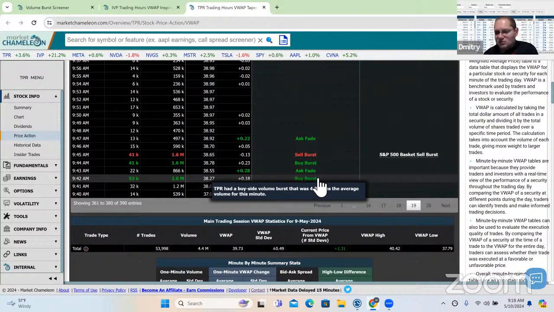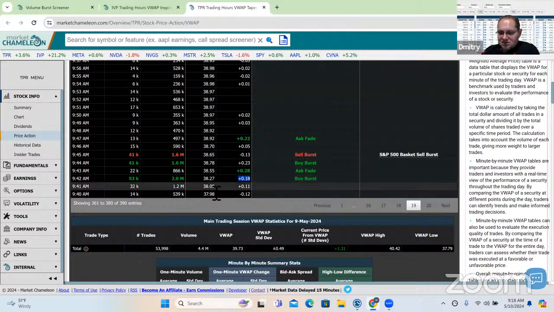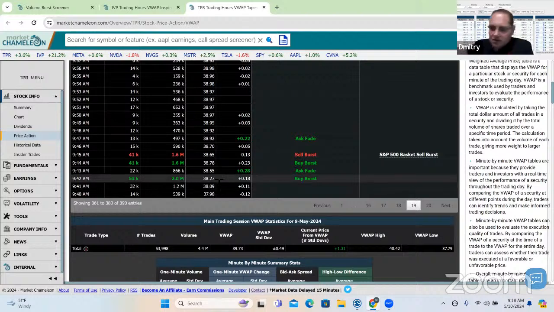How do we know it's on the buy side? Well, what we see here is that the stock in this 1 minute ticked up by 18 cents, so it went from 38.09 to 38.27. For a stock to move higher, you would need more buy pressure, because sellers cannot just make the stock go up. You would need buyers to make the stock go higher, just like you would need sellers to make the stock go lower, because they would have to hit the lower bids. So that's how we see that this was a buy burst here.